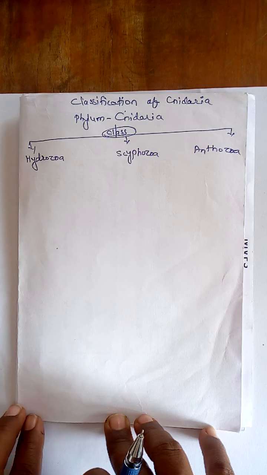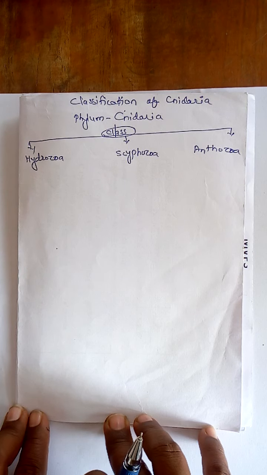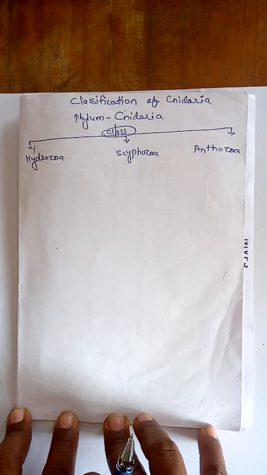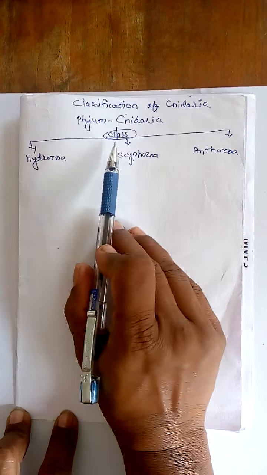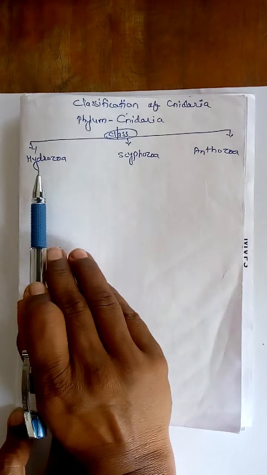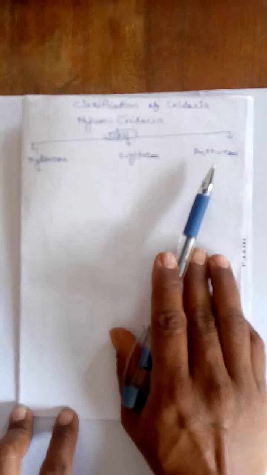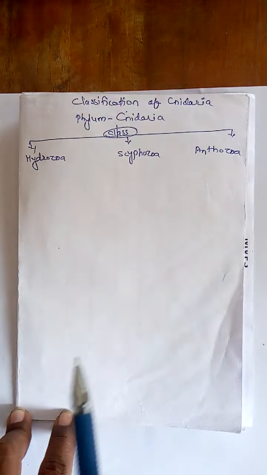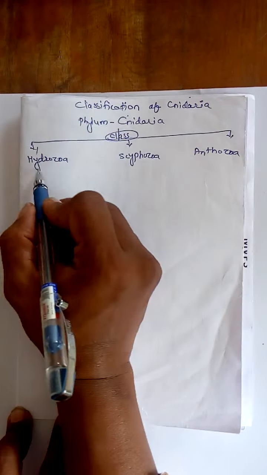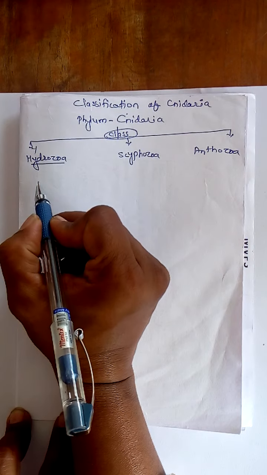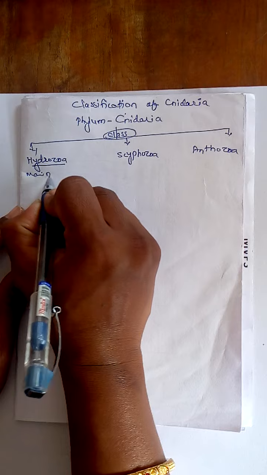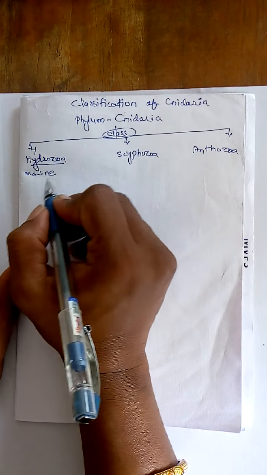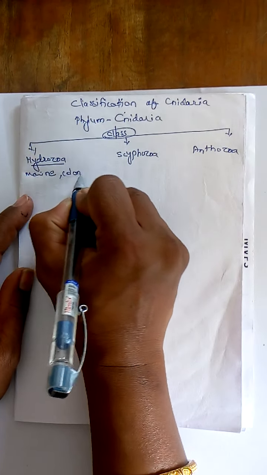Hello students, in this video we will study the classification of Cnidaria, phylum Cnidaria, which is also known as phylum Coelenterates. It is divided into three classes: Hydrozoa, Scyphozoa and Anthozoa. Now we start with the class Hydrozoa. Most of the animals from Hydrozoa are marine and particularly they are colonial.